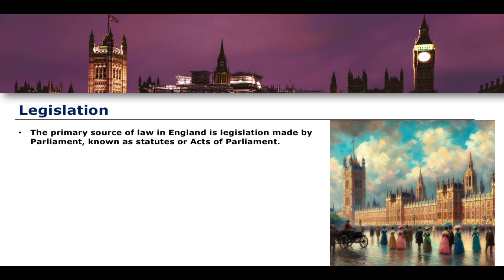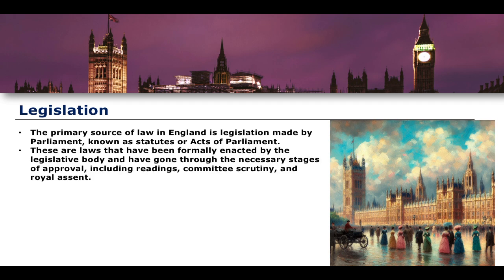Now, the primary source of law in England and Wales is legislation that is made by Parliament, known as Acts of Parliament or statutes, parliamentary statutes. And Parliament passes quite a lot of legislation each year. We'll talk about the process of parliamentary legislation and parliamentary lawmaking in a future topic, and how it works, how legislation is passed and the implications therein.